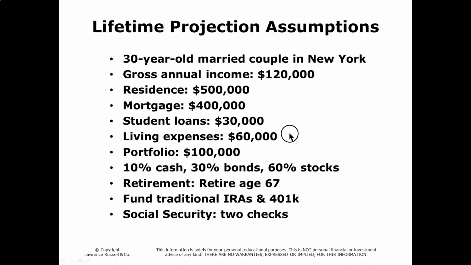Their living expenses right now are $60,000. That doesn't include the mortgage. That doesn't include any taxes or things like that. They also have a portfolio of $100,000. They're going to invest in a typical 10% cash, 30% bonds, 60% stocks investment strategy over time. They plan to retire at age 67, and they plan to fund their IRAs and their 401k as much as they can. They're also going to have 2 Social Security checks in retirement.